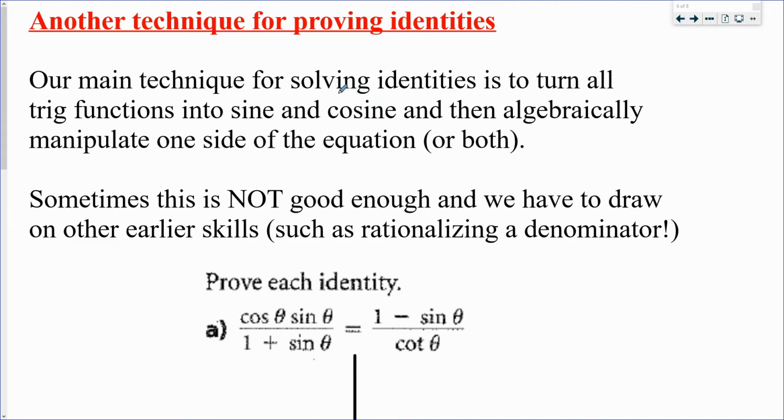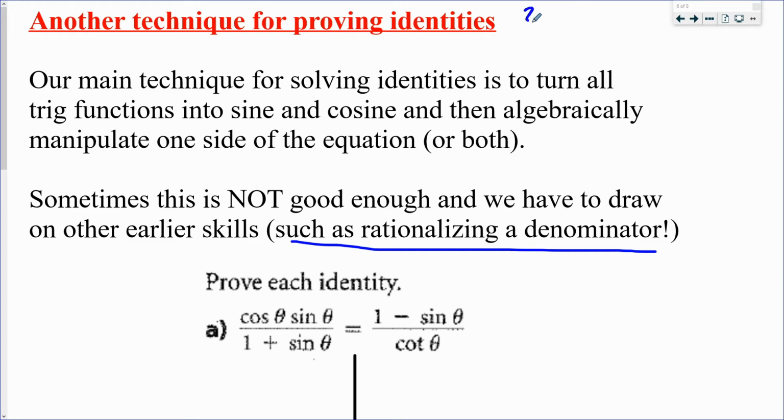Now, one last new strategy. So far, our general strategy has just been substituting in whatever we can for sine, cos, tan, all those things. Sometimes you need to rationalize your denominator in order to solve. So you might not remember what that is. That's coming back from grade 11.